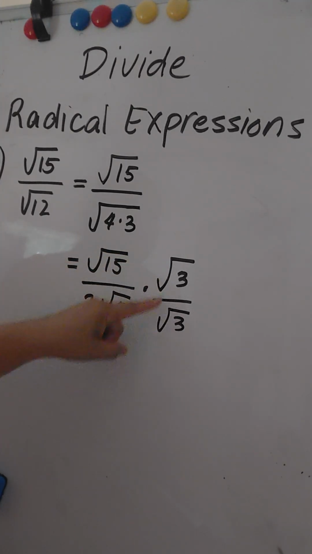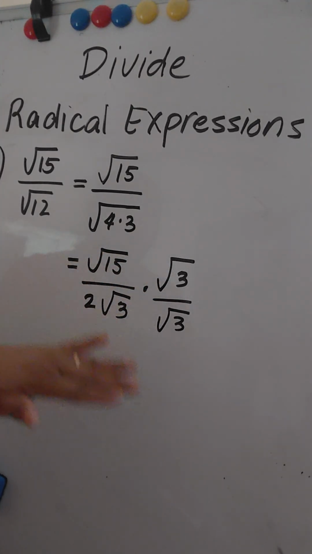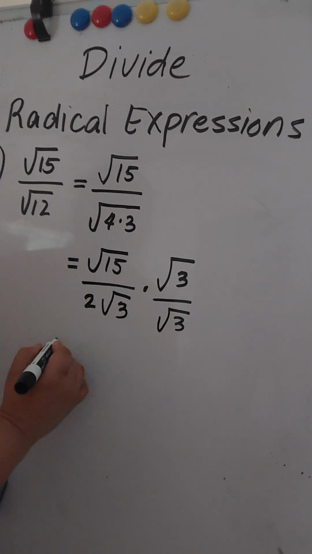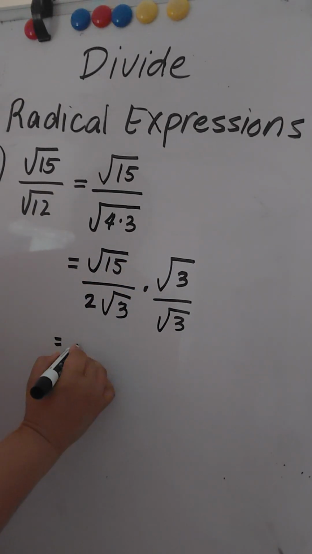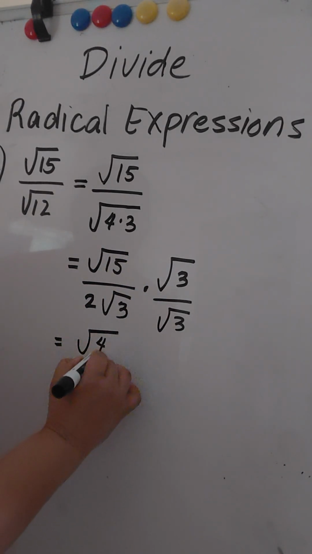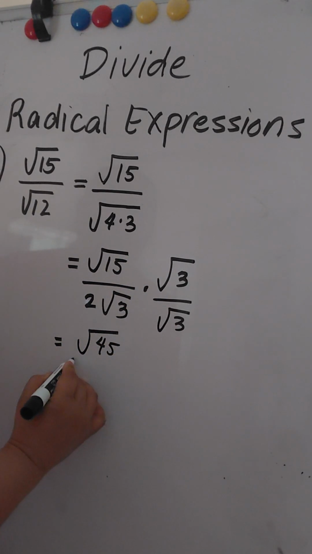Because square root of 3 divided by square root of 3 is 1. 1 times any number is the number itself, okay? So take note, we're not changing the value. We're just rationalizing the denominator here. Next, let's multiply. Square root of 15 times square root of 3 is square root of 45, okay?